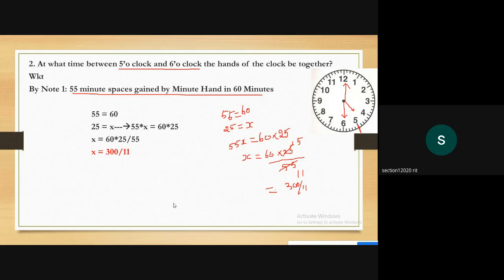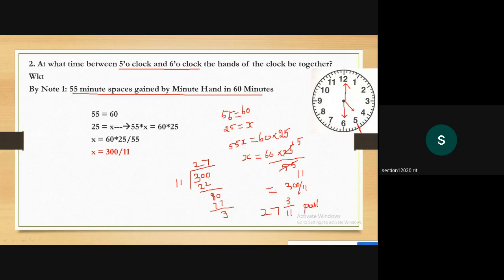Can anyone tell me what the mixed fraction value is? To find the mixed fraction value, we have to use division here. 11 into 2 is 22, the remainder would be 8, 0. 11 into 7 is 77, the remaining would be 3. So as a mixed fraction I can write 27 and 3 divided by 11. If I want to tell it very exactly, it is 27 and 3 by 11 past 5.